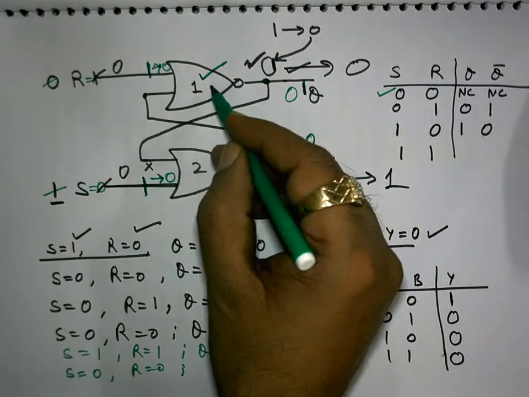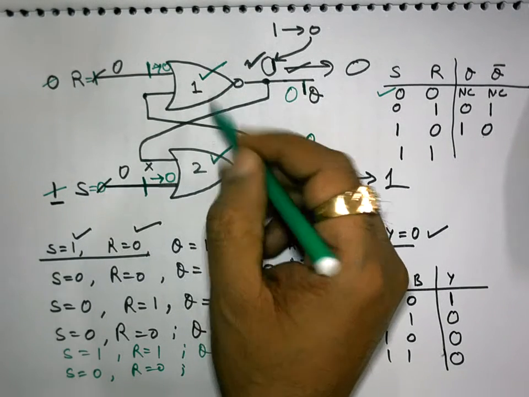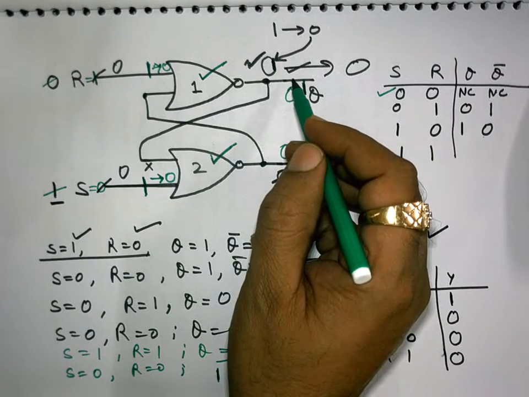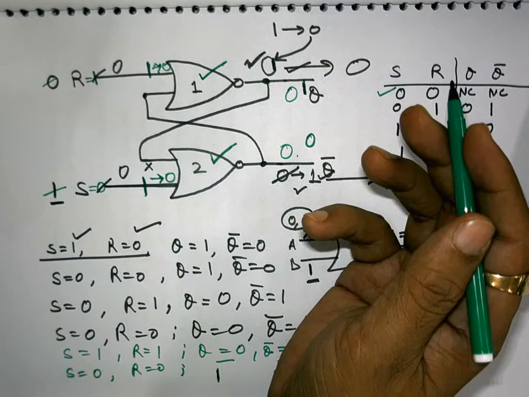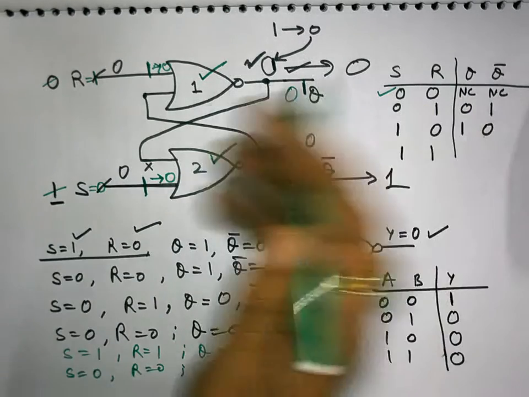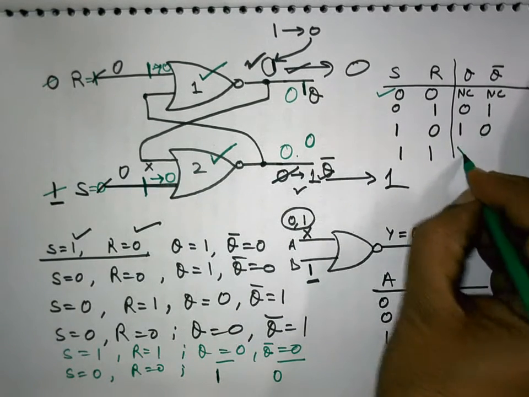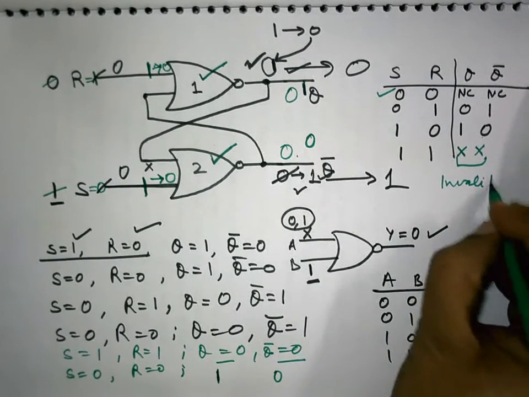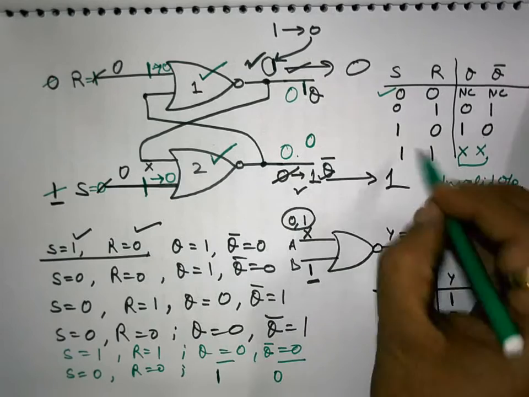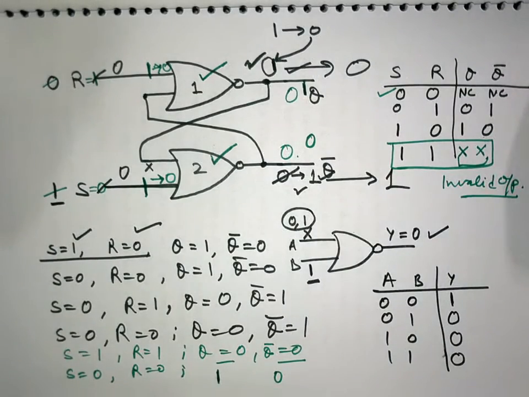Either of the gates will be faster and the other will be slower. So the gate that is faster will make its output 1 and the gate which is slower will make its output 0. So it is not predictable which will be 1 and which will be 0. This way this output is called invalid output, and this condition is avoided for any latch. Getting what I wish to say?